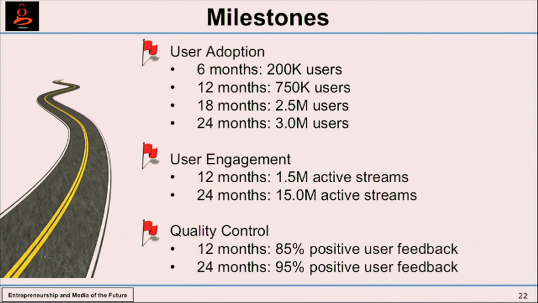And active streams we define as either a newly created stream that month or a stream that had been created in the past but is now newly followed. We think that this is a very good estimation of just how engaged NewsGuru's users are. And then lastly, you need to have some metric of quality control. We feel by the end of the first year that NewsGuru should achieve 85% positive user feedback on the website. And then by the end of the second year, as they improve the customer experience, they can get that number as high as 95%.